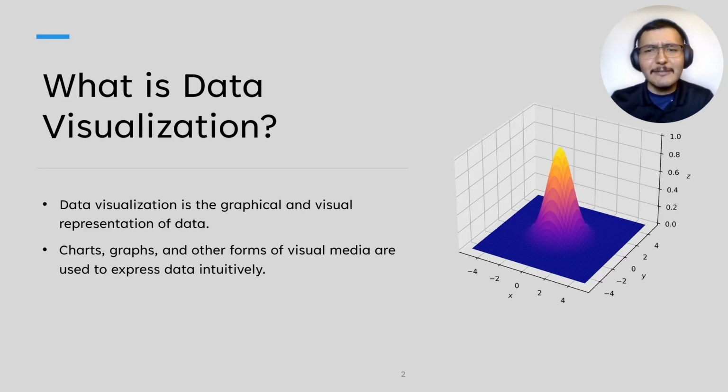So what is data visualization? Well, data visualization is the graphical and visual representation of data. Charts, graphs, and other forms of visual media are used to express data intuitively. So it does exactly as the name suggests. It takes data and turns it into a visual format that we can more easily understand.